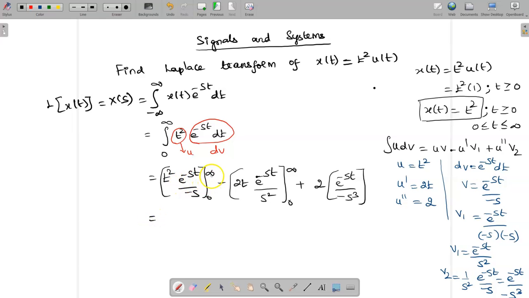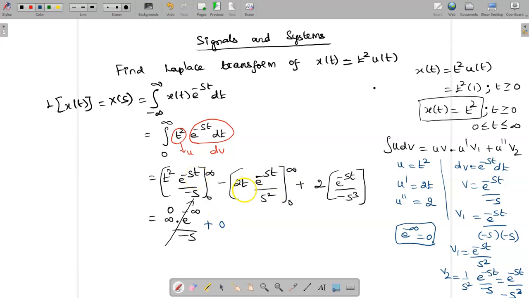Okay, so when I apply infinity, here it is infinity into e power minus s into infinity, which is nothing but infinity by minus s. Okay, anyway while applying the upper limit this value tends to 0. Okay, why? Because e power minus infinity is nothing but 0. Okay, and then apply the lower limit. While applying the lower limit, minus into minus it is plus. Anyway t value becomes 0. 0 into any value is 0.